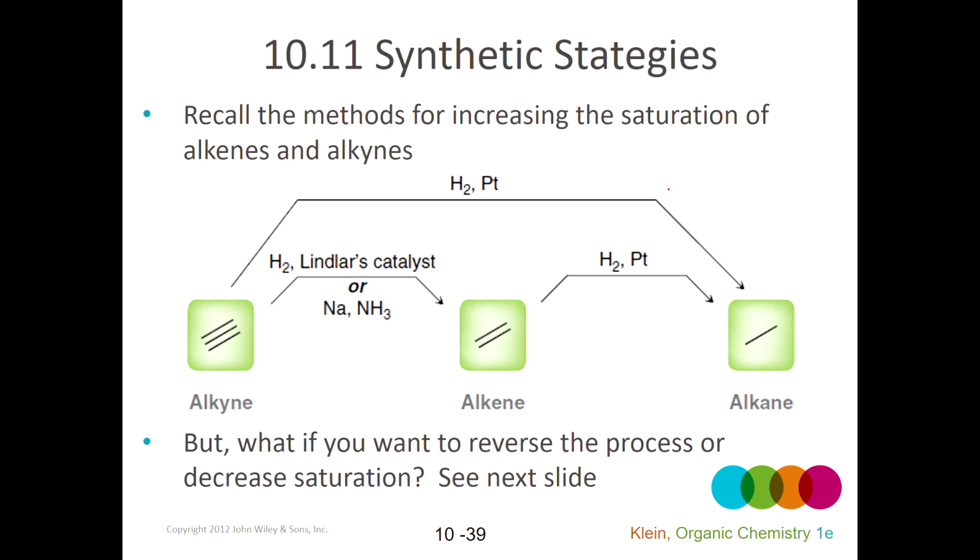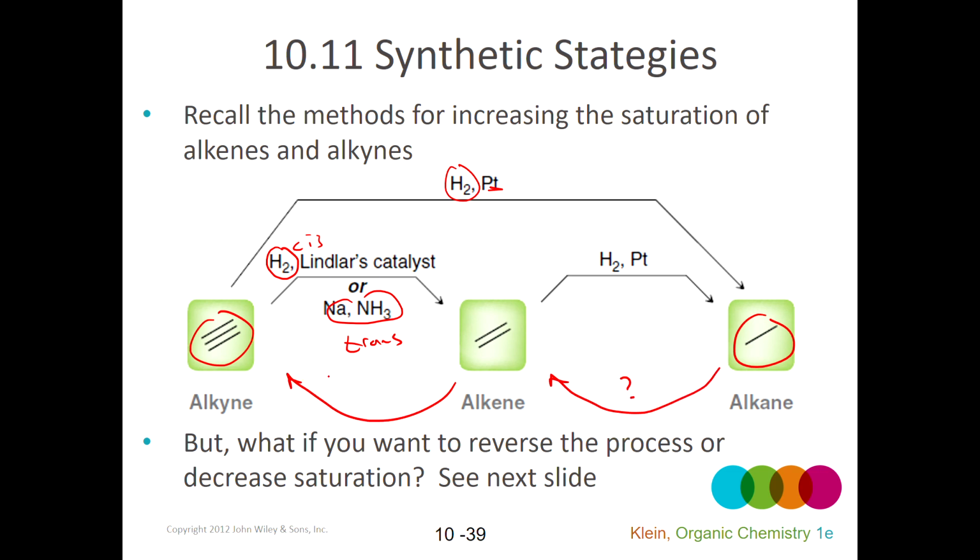Alright, so one other issue that you might deal with is the reverse of some of these reactions we've already seen. So we now know how to convert an alkyne into an alkane using hydrogen and a metal catalyst. We can also convert the alkyne into an alkene depending on whether we want cis addition or whether we want trans addition. What if we want to do the opposite? What if we want to convert an alkane into an alkene? Or an alkene into an alkyne? How do we do that? So let's talk about that briefly.